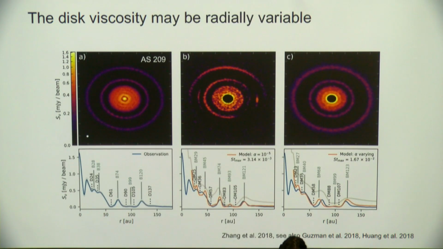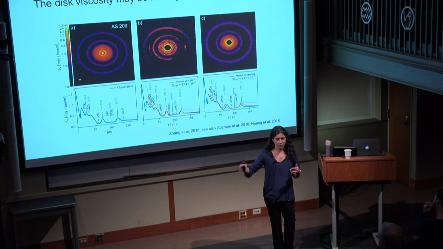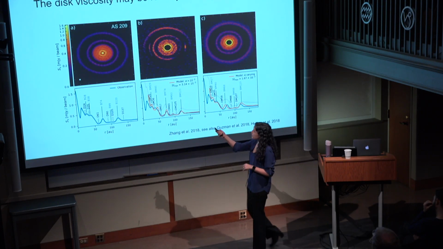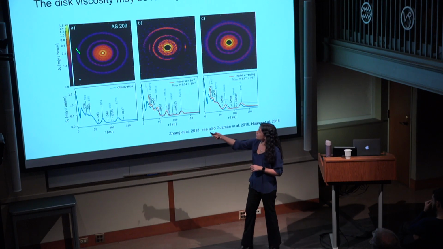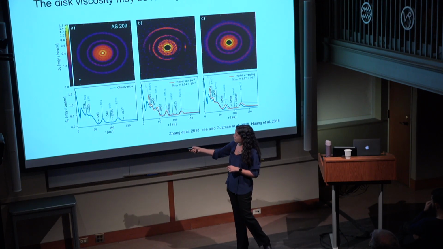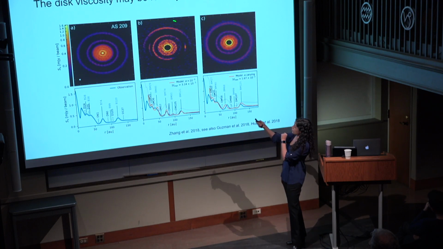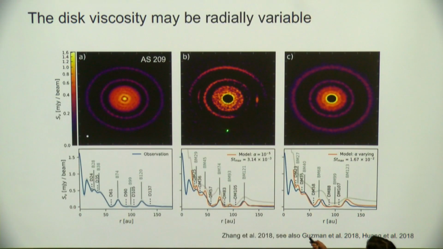So if we look at just that, then it would imply that there's low turbulence in these disks. But there's also some recent work coming out from the DSHARP program that maybe the viscosity is radially variable in these disks. And there's no reason why alpha should be the same throughout the disk. So here are the observations of AS209. Here you see the radial profiles. Here are simulations with a low viscosity, alpha 10 to the -5.